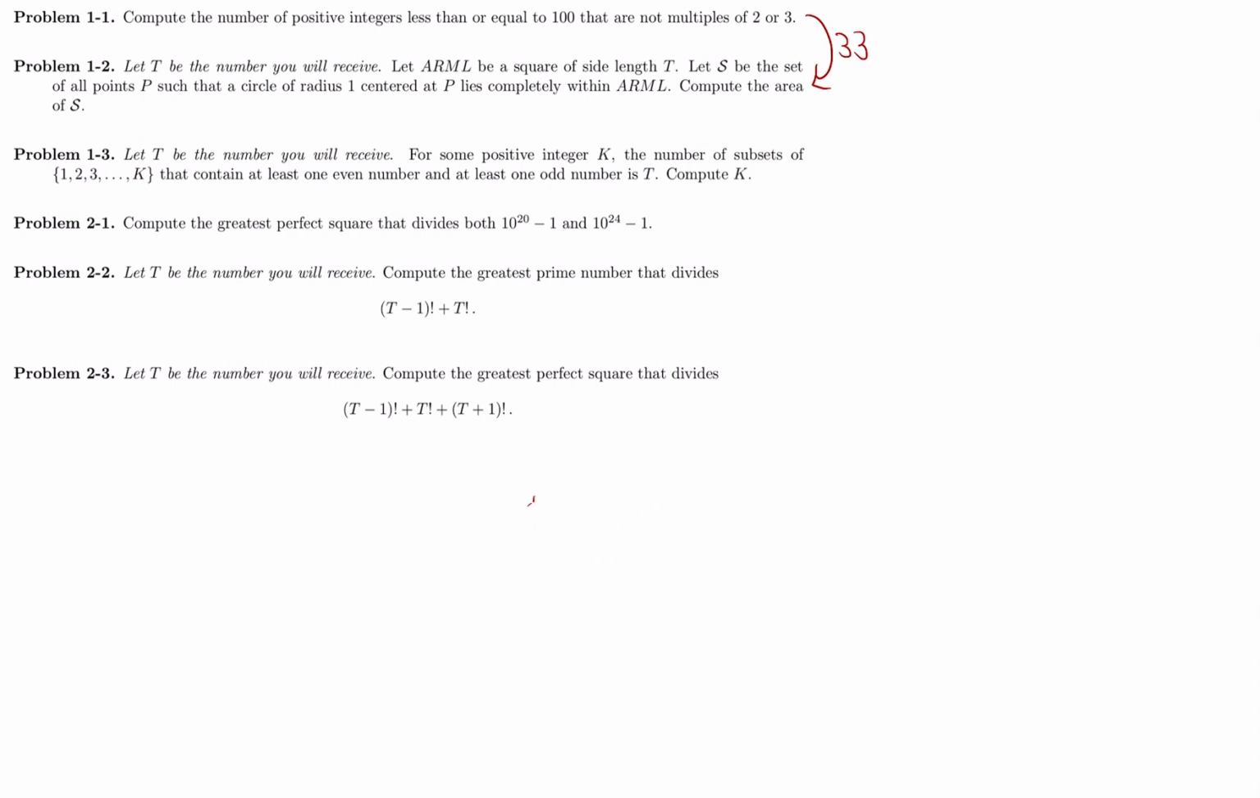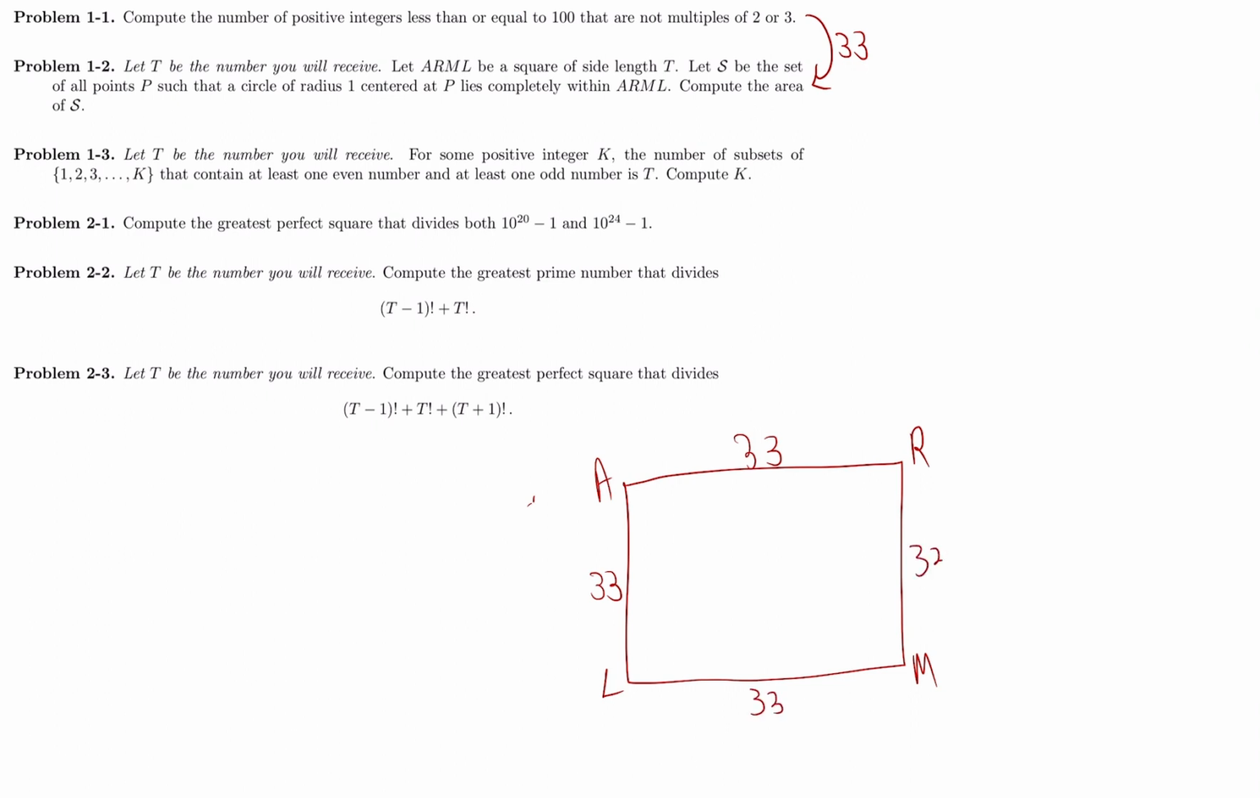Okay, now let's solve problem number 2 with the information that t is 33. So ARML is a square with side length 33. And let S be the set of all points P such that a circle of radius 1 centered at P lies completely within ARML. Compute the area of S. So it turns out that S is just this region.